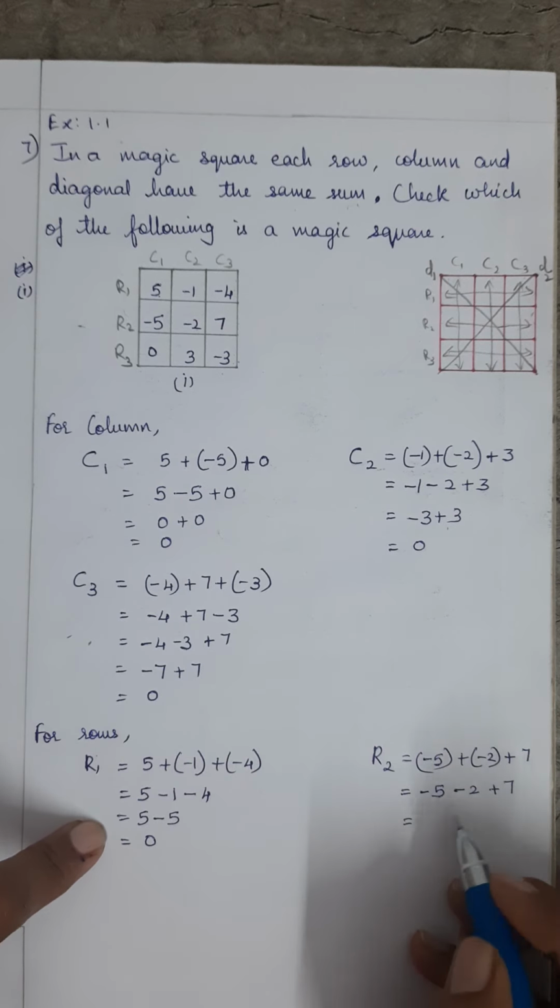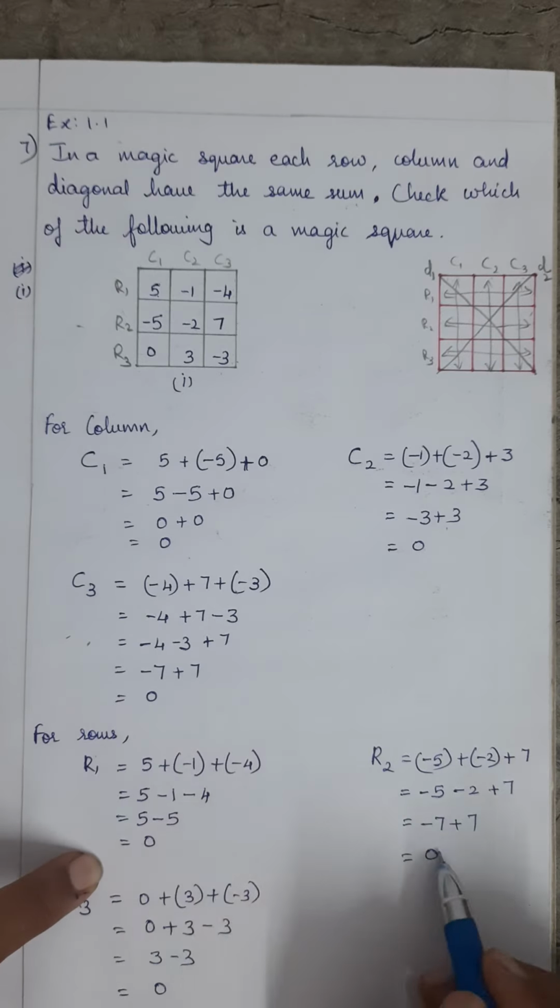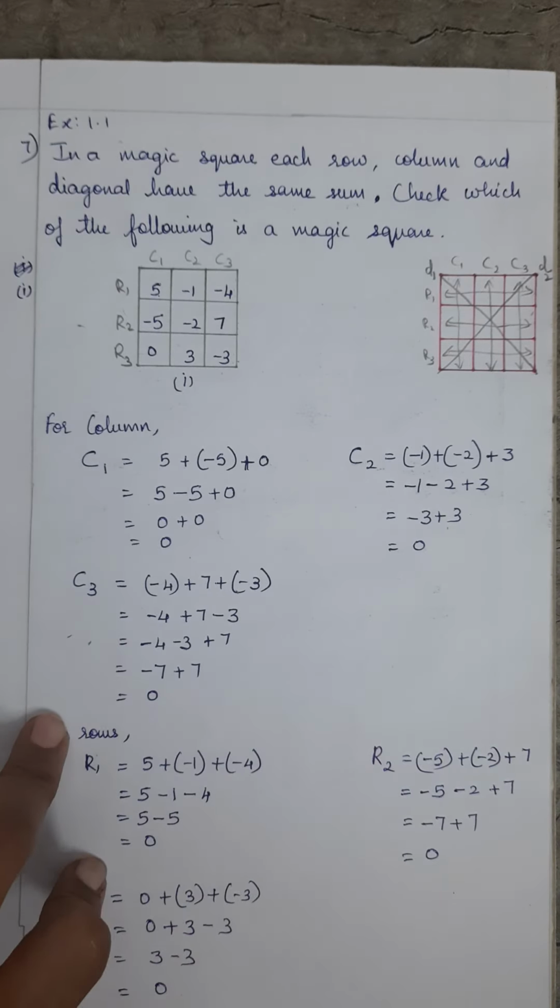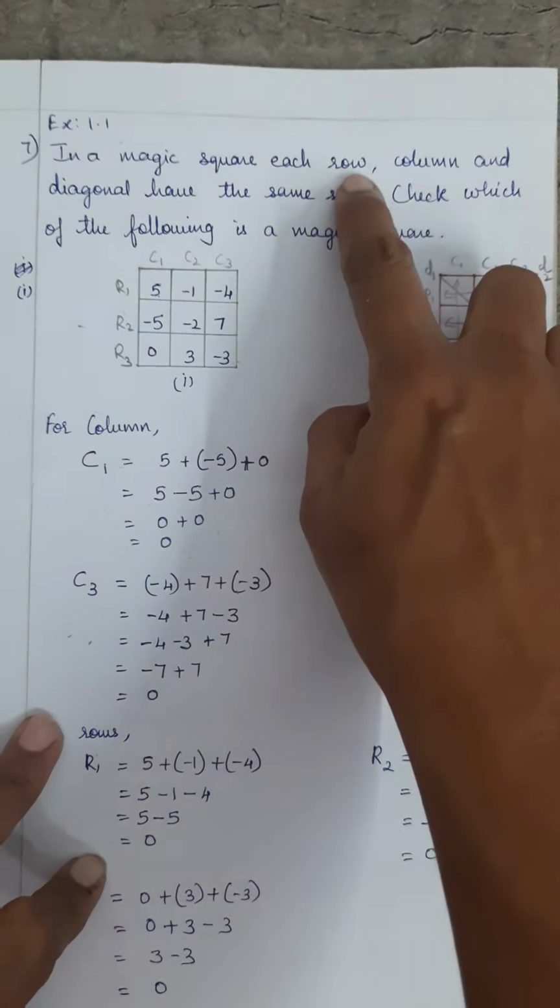Okay, so this is the third row: 0, 3 and minus 3. So 0 plus 3 plus minus 3, which is equal to 0 plus 3 plus into minus is minus. What is 0 plus 3? 3. 3 minus 3, what is 3 minus 3? 0. See, we got rows also 0, 0, 0. Right. Next is what? So we have finished with rows. We have finished with columns. We need to do diagonals.